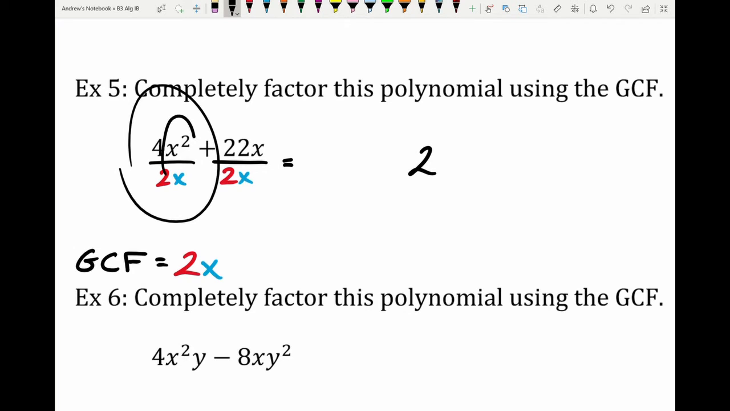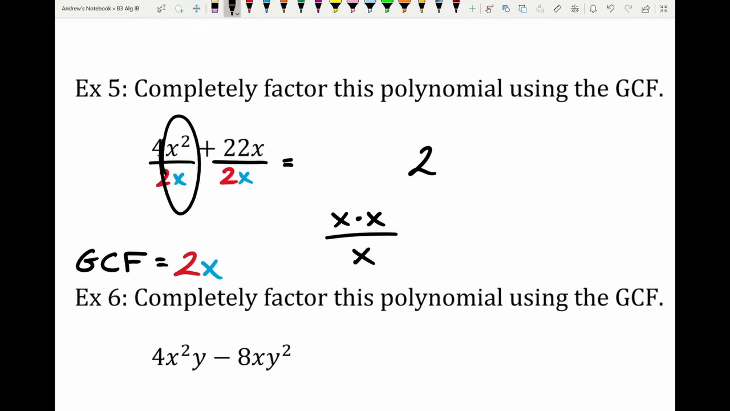When we've got x squared divided by x, what's really going on is this: x squared is x times x, and we're dividing it by x. When we divide things that are the same, we can cancel things out on the top and bottom. So one of those just disappears. We're left with just a single x. So this is just 2x.